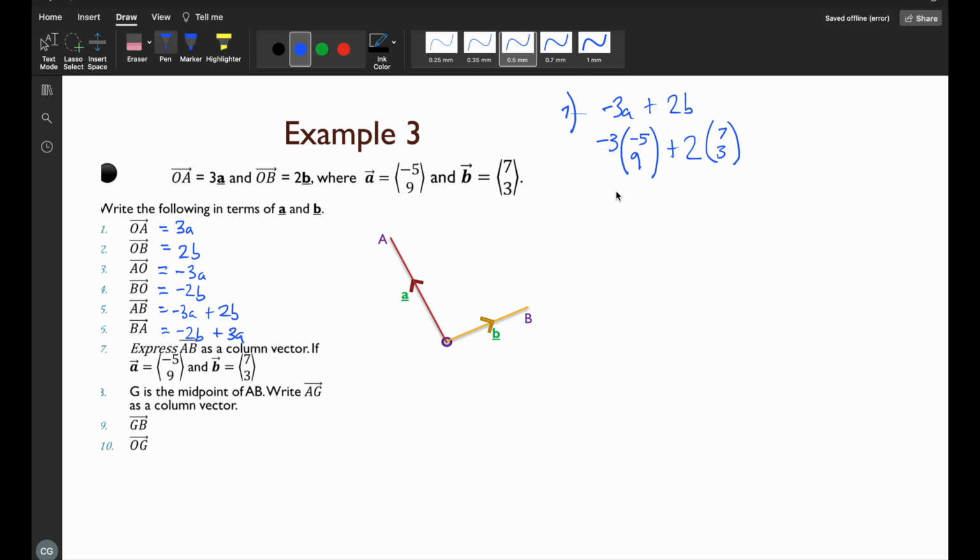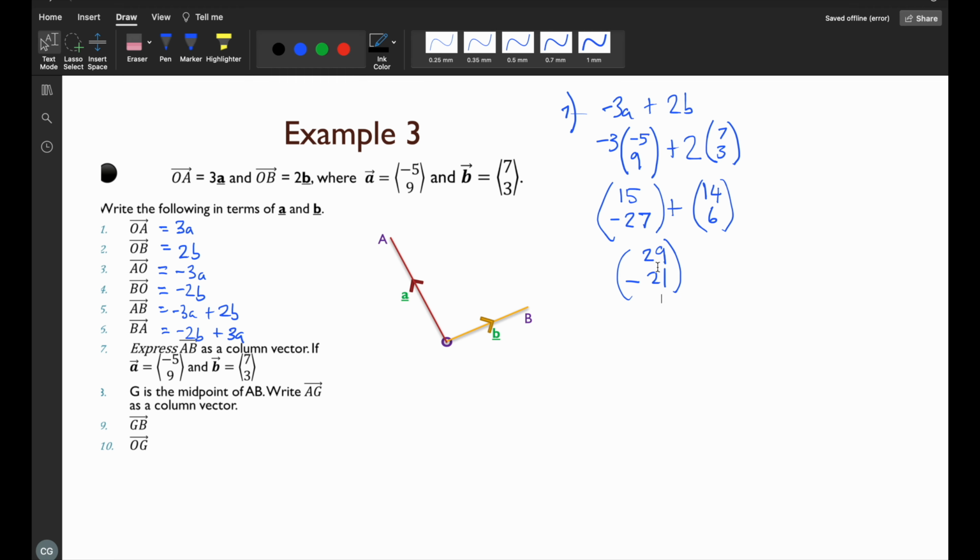So negative 3 times negative 5 is positive 15. Negative 3 times 9 is negative 27. And then 2 times 7 is 14. 2 times 3 is 6. So 15 plus 14 is 29. And negative 27 plus 6 is negative 21. And that's the answer for that one.